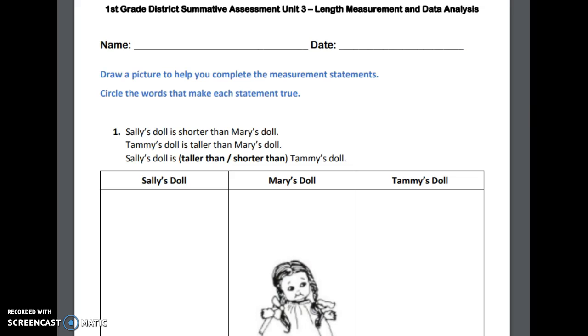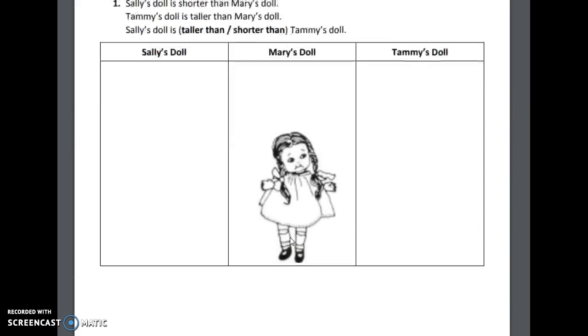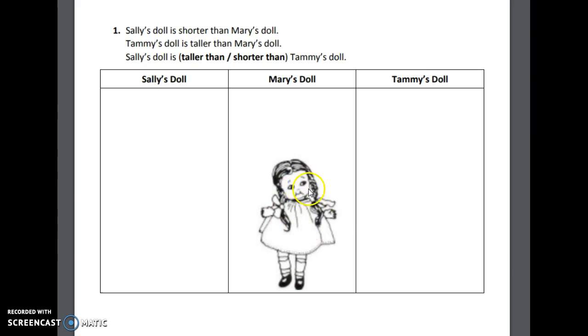The first thing you're going to do is question 1 is talking about the shorter and taller dolls. So you're going to take a look at the picture. In this picture, everything is referencing or talking about Mary's doll. See Mary's doll right here? So Mary's doll is the one that they're talking about. So you're going to be drawing a picture in this box, and you'll be drawing a picture in this box. So listen carefully to know how to draw your picture.